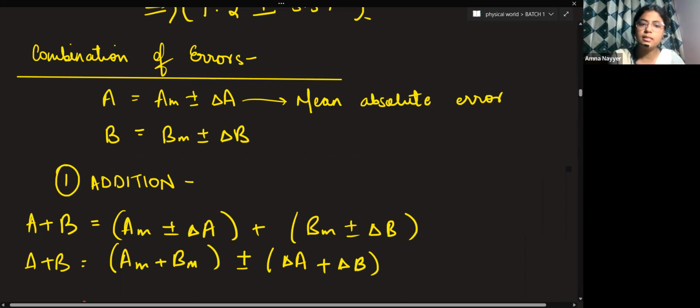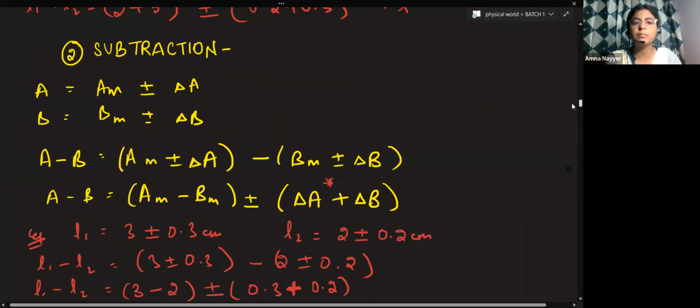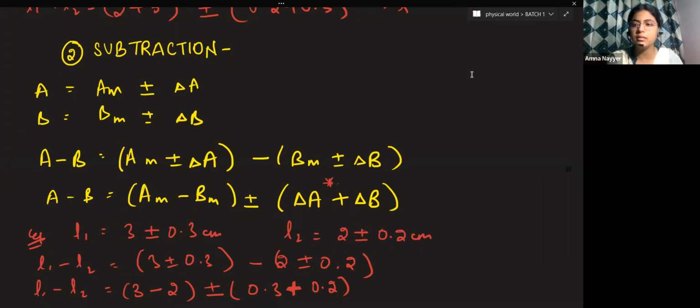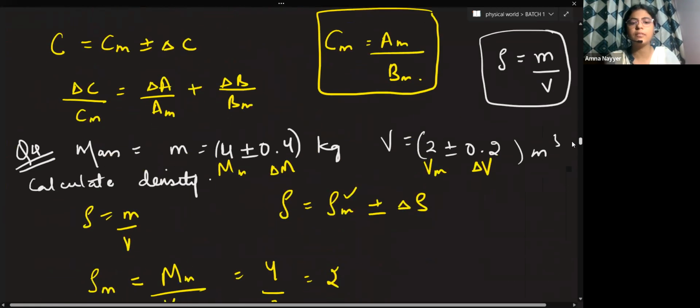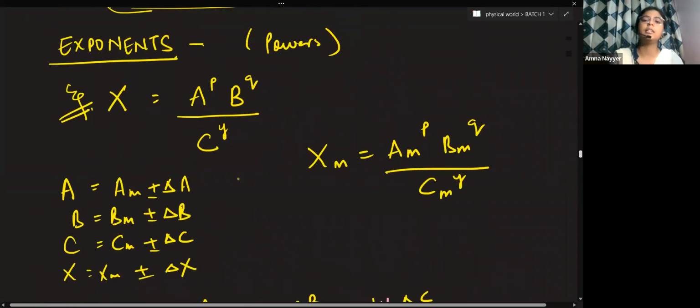So these are two errors with us. If we have to add them, we add these two terms together and these two terms together. In this manner, you add them. Similarly, for subtraction, you subtract these two quantities, but always remember, we always add the mean absolute errors. We never subtract them. And these were some questions that we did in the last class.